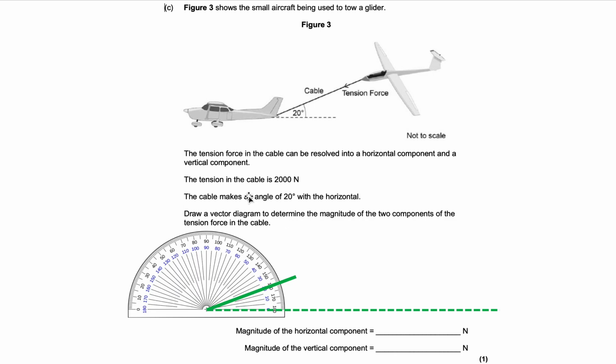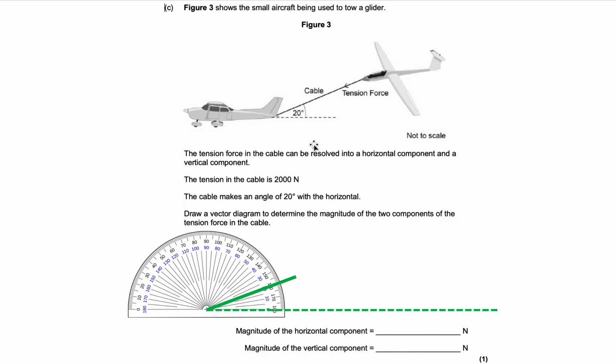So it makes an angle of 20 degrees, so I need to use a protractor. The first thing I'm going to do is just draw in a horizontal line, because it says 20 degrees with the horizontal. And then you can see I've lined the middle part of the protractor up with the far end of my horizontal line, and I've used that protractor to draw in a line that's at 20 degrees to the horizontal. So I've got the direction of my tension force, my resultant force.